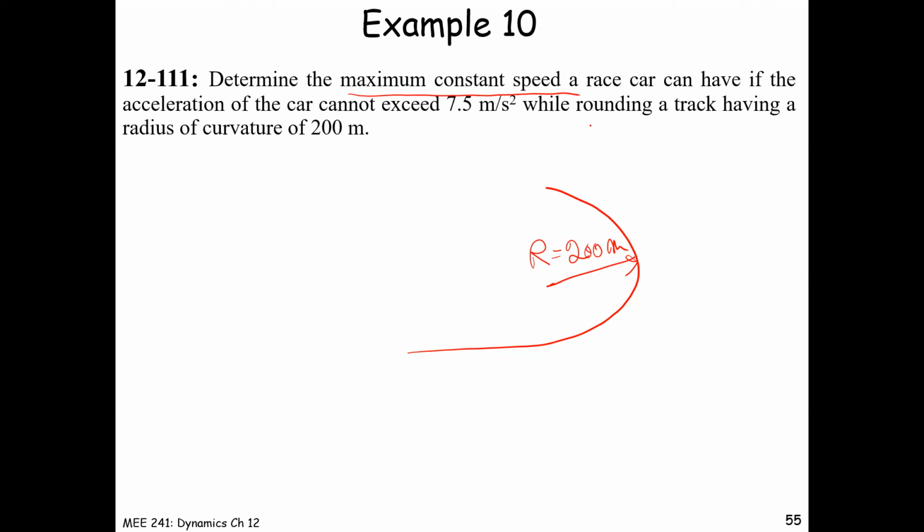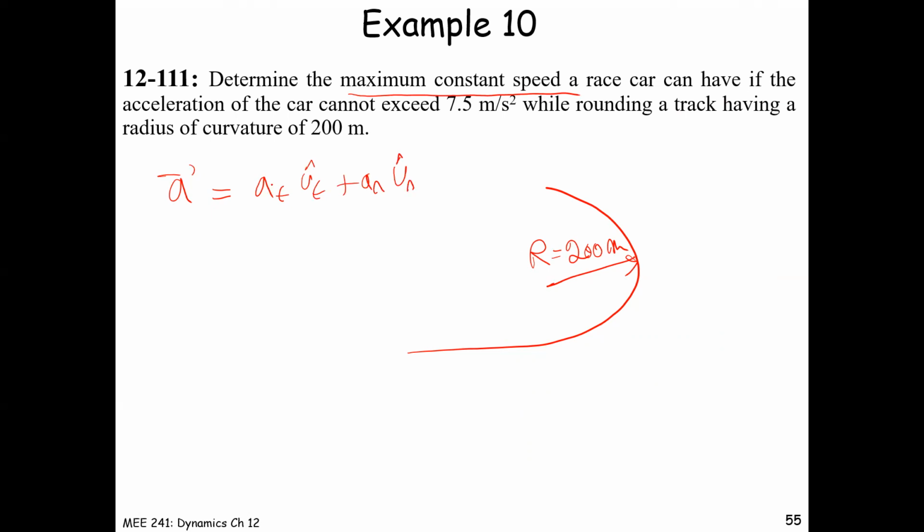Okay, what is the maximum constant speed? How can we determine that? If the maximum acceleration, so what is the acceleration in this case? A is going to be equal to what? At times ut plus an times un, right?